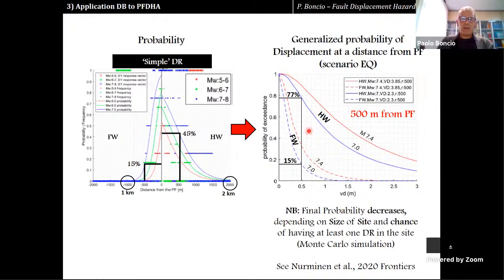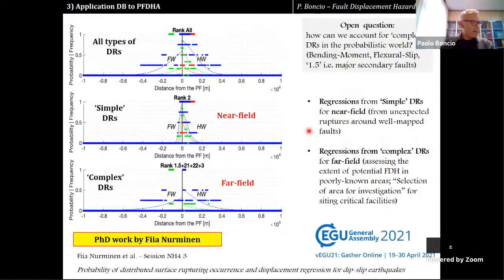So for a site-specific study, the probability is much lower than that. There are still several open questions. For example, how can we account for complex distributed ruptures in the probabilistic world? Bending moment, the flexural slip, the Messina plain. There is some work in progress by Fia Nurminen. She is doing the PhD on this topic.